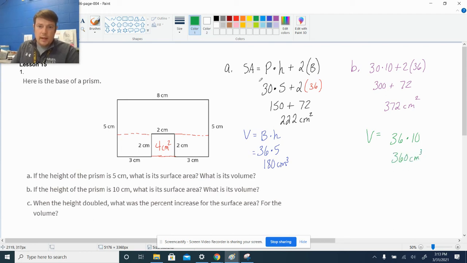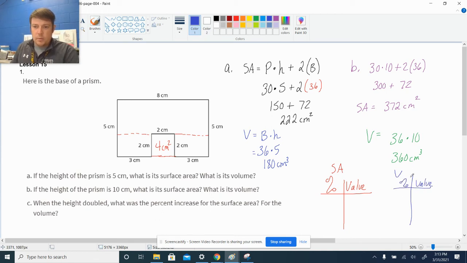So for part A, we get 222 and 180. And for part B, we get 372 and 360. Now for part C, it wants us to compare the percent increase. So let's look at percent increase, I guess we'll do surface area here, and then we will do volume over here. Volume, percent increase.